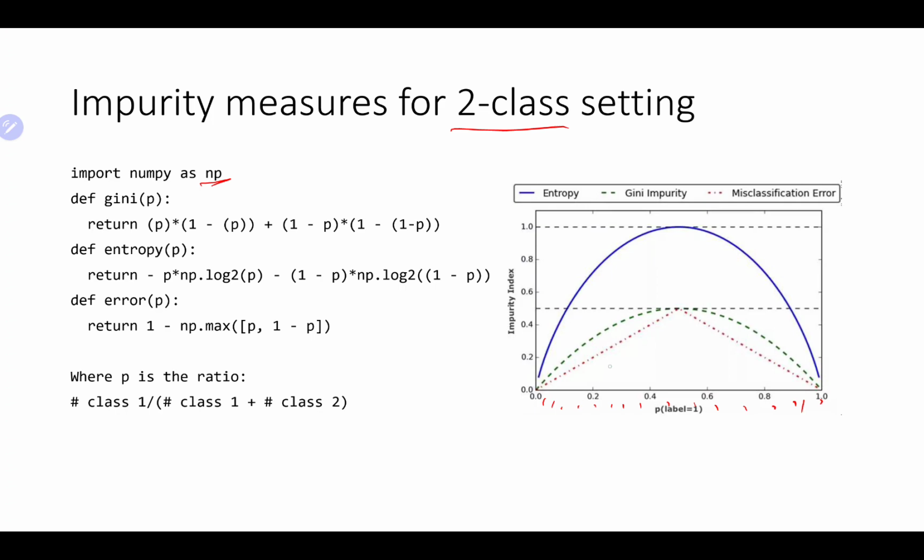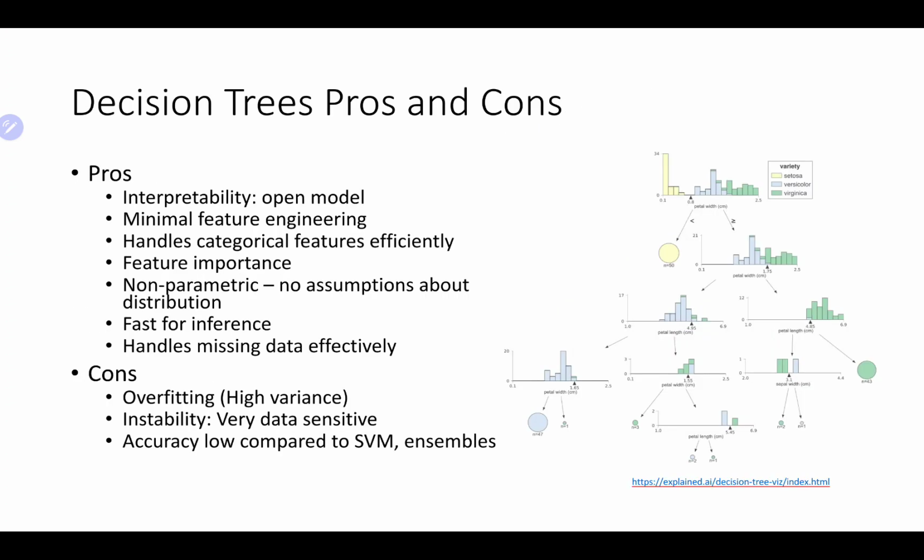Misclassification rate is another thing that can be computed. However, that's not preferred in terms of decision tree optimization or decision tree classifiers. So what are some of the pros and cons of decision trees? The interpretability is important, so we can understand how the decision tree looks, what it does. We can also explain to others, so it's quite useful in that regard. Minimal feature engineering is needed, so we're not too worried about things like standardization and other things.